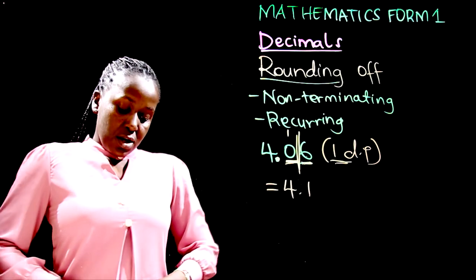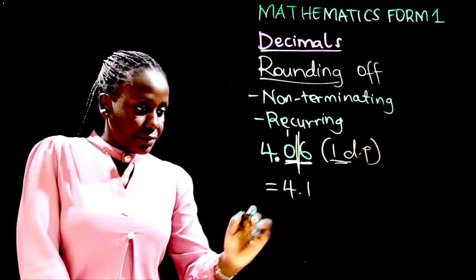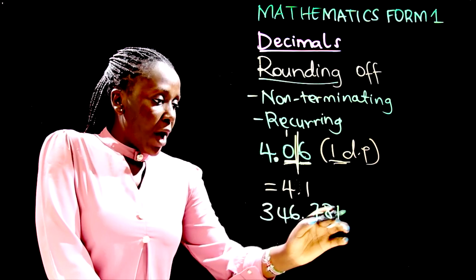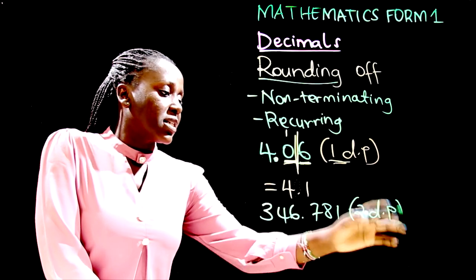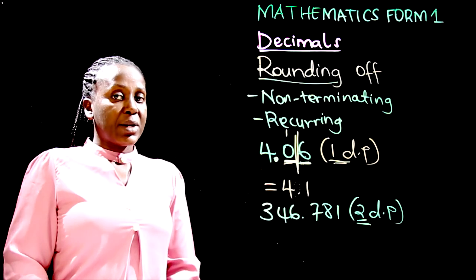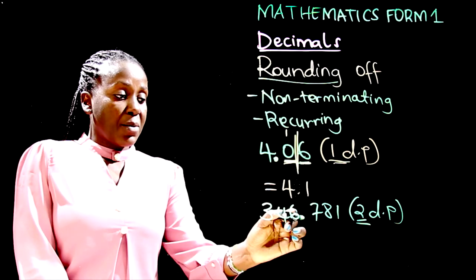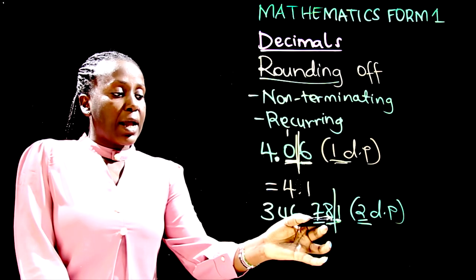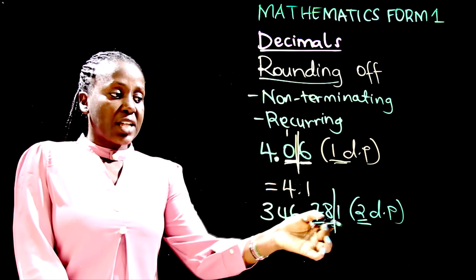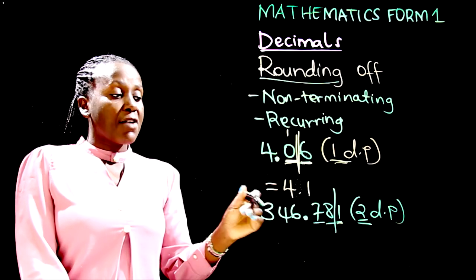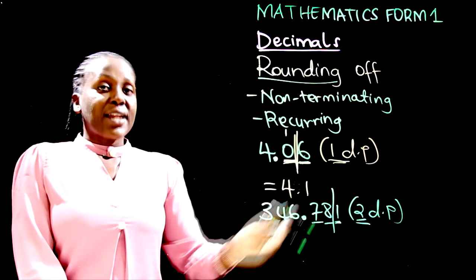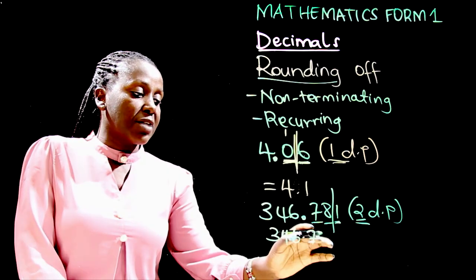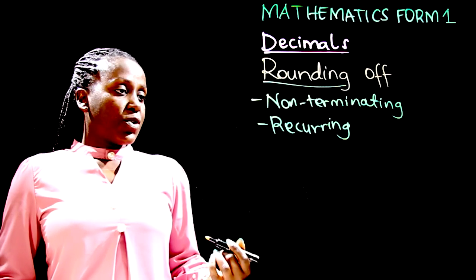Let's look at another example. Let's round off 346.781 to 2 decimal places. This means that our answer should have how many decimal places? 2. So we count from where we have the decimal point towards the right. We count 1, 2. Then we check the number that is the third decimal, that is the third place. So if this number is less than 5, what do we do? We cut it off. So 1 is less than 5. So we cut it off, and our final answer will be 346.78.